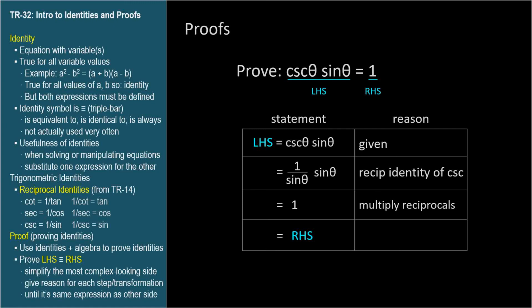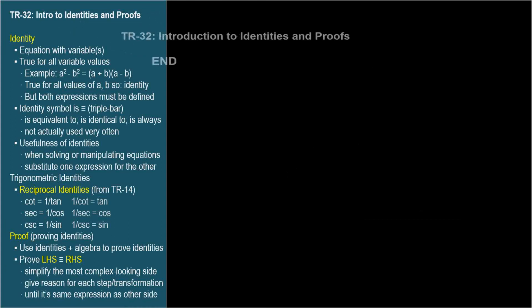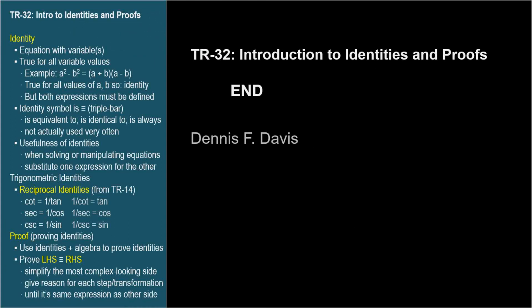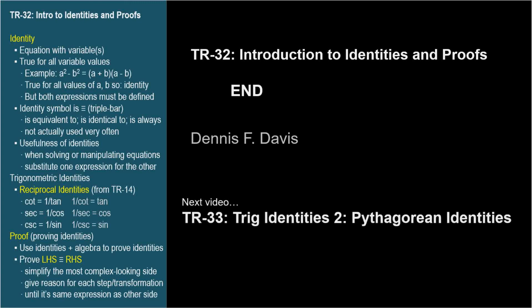We'll be able to solve more interesting and challenging proofs as we learn more trig identities in future videos. In TR-32X, I'll ask you to state all the reciprocal trig identities. There are 3 reciprocal identities, but each one can be expressed 2 ways. For example, cosecant equals 1 over sine, and sine equals 1 over cosecant. They're both the same identity. And we'll work through another simple proof. In TR-33, we'll cover the Pythagorean trig identities.